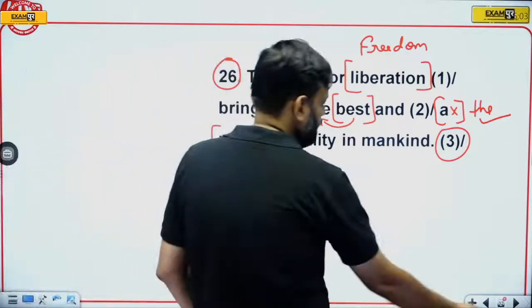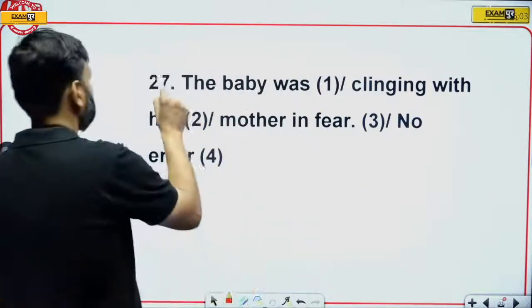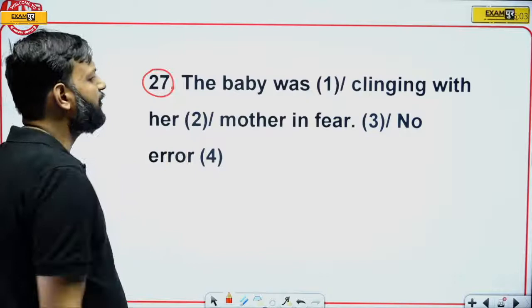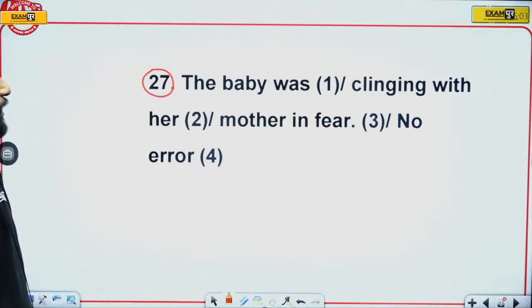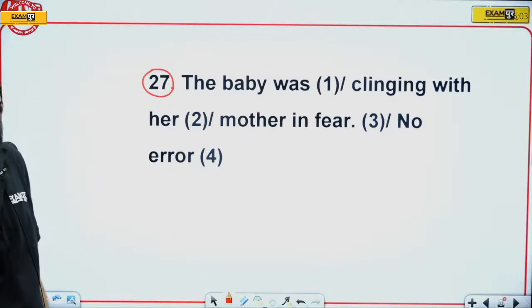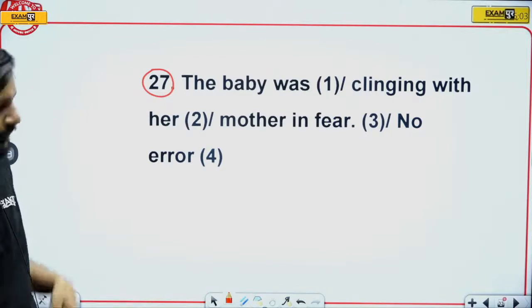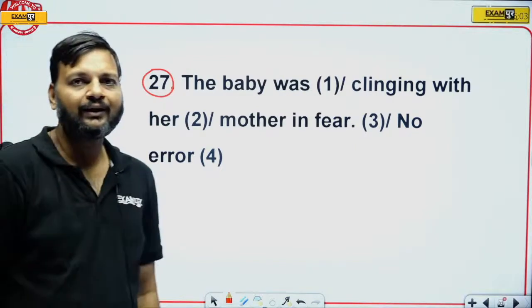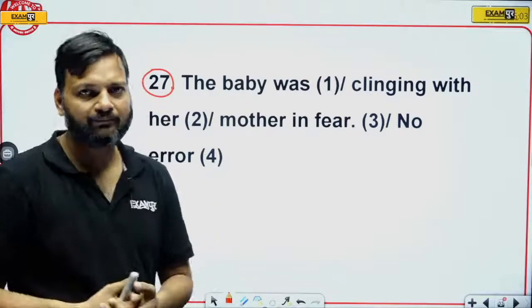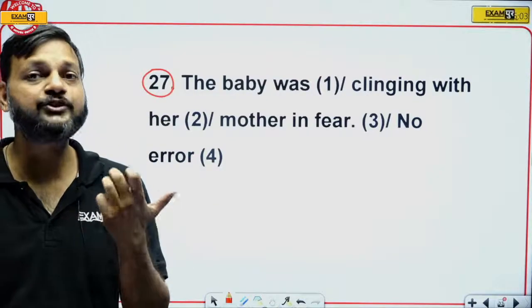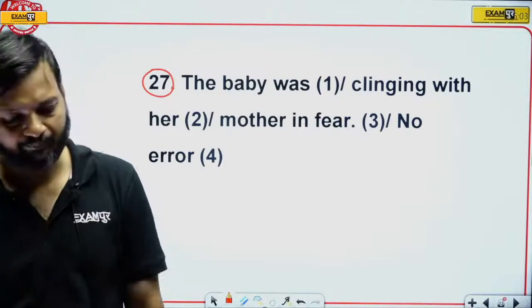Okay, now question number 27. The baby was clinging with her mother in fear. Cling means to stick to something.